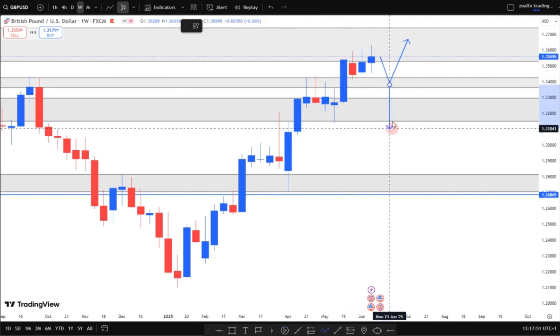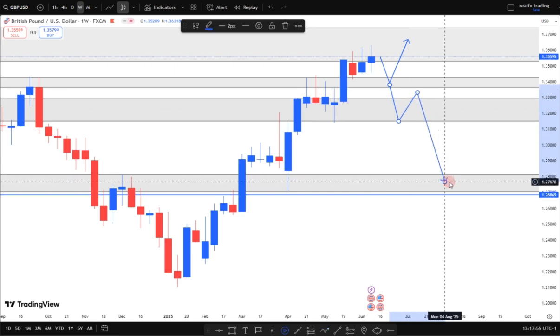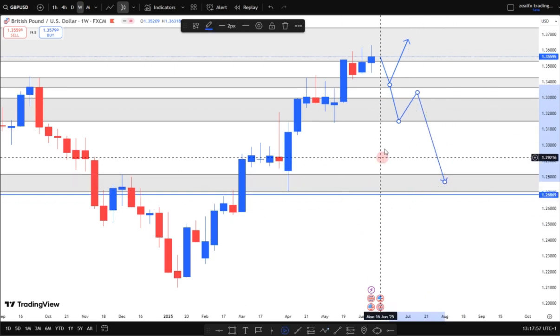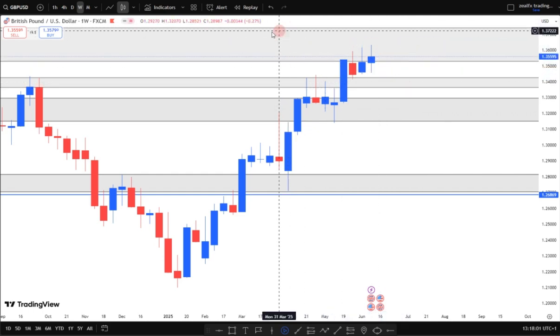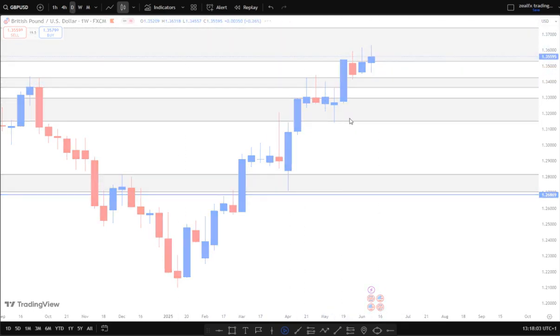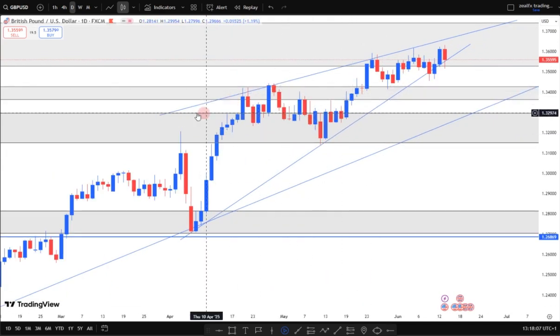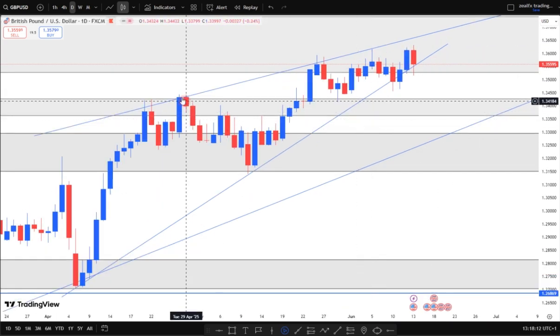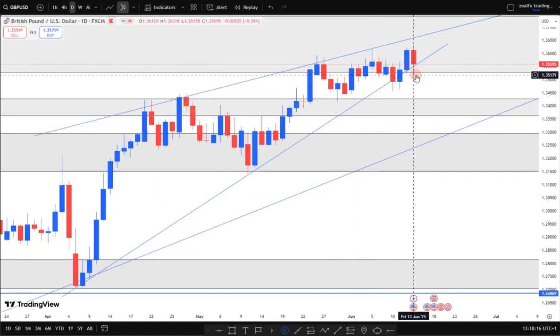We expect price to move to this next support, then retest, then we'll see further price to this next weekly support level. So let's look at the daily chart of the GBPUSD. On my daily chart, we have this channel. So price has tested the high of this channel and also tested the low of this channel.